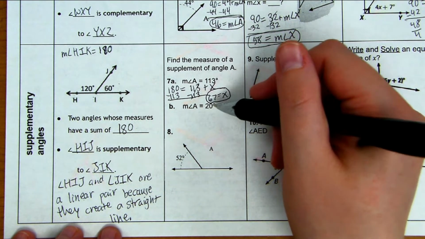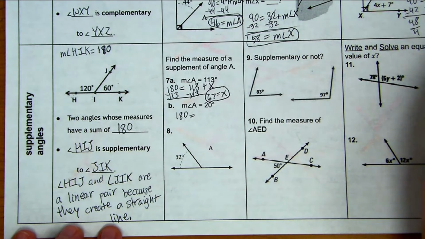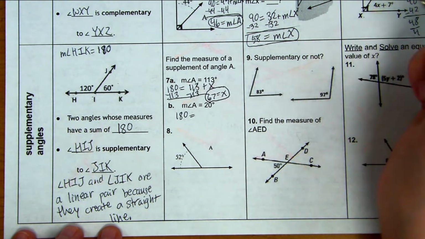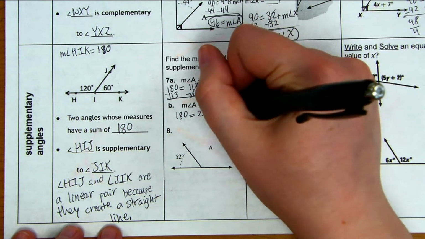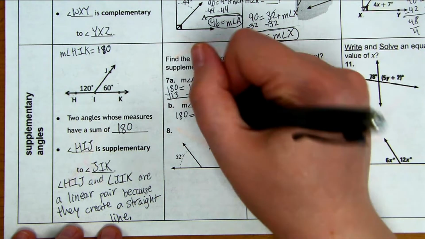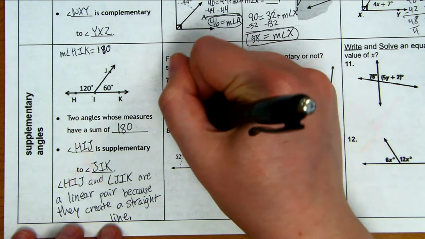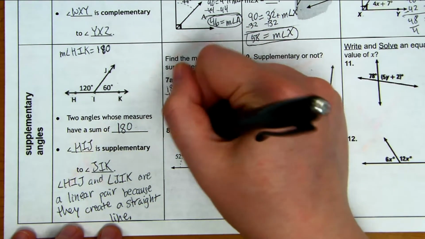If the known angle is 20 degrees, then if we add that to the mystery angle, it needs to add up to make 180 degrees. So we can say 180 equals 20 plus our unknown x. So we can subtract 20 from both sides. And if we do that, we'll get x equals 160.